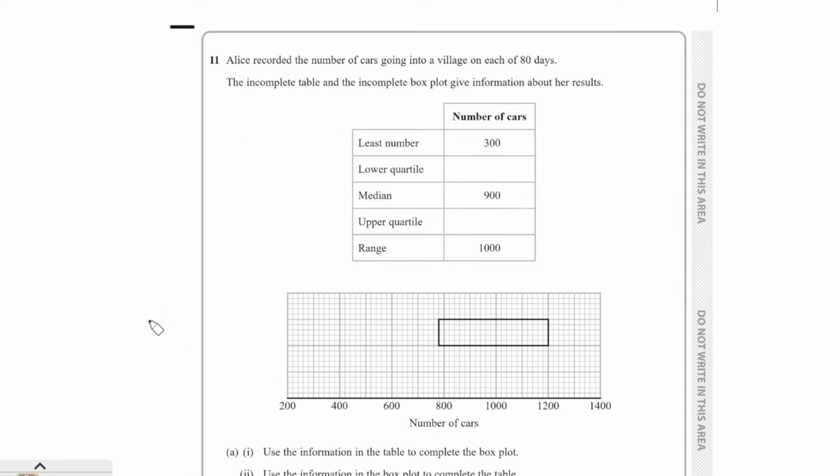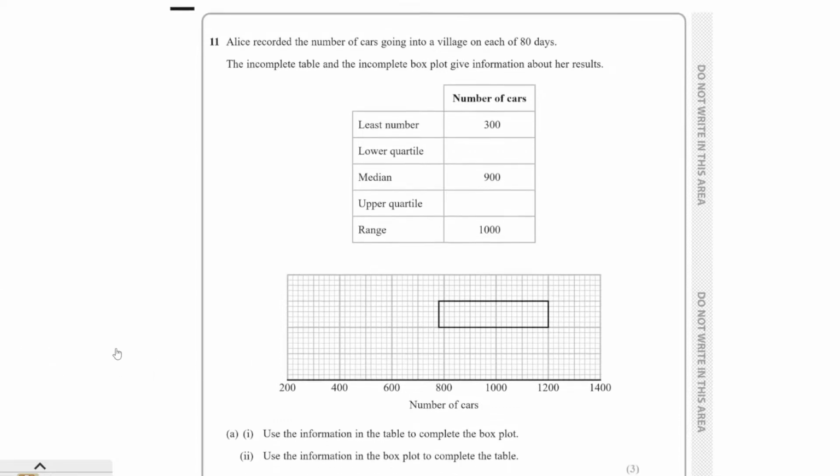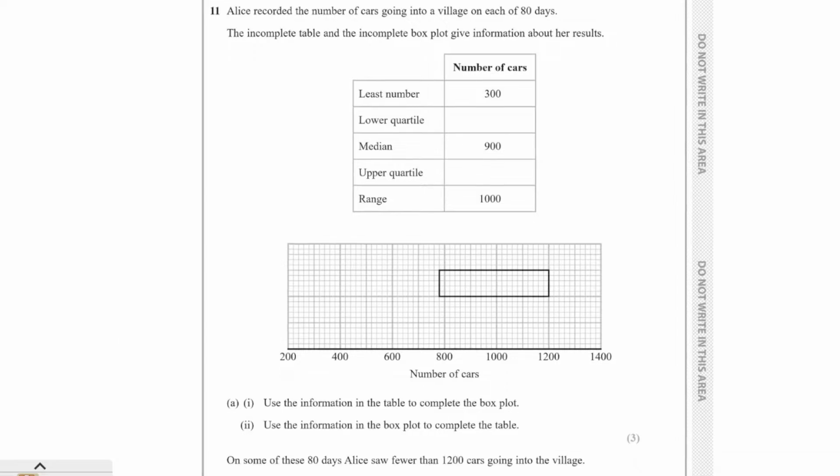Okay, question 11. Alice recorded the number of cars going into a village on each of 80 days. The incomplete table and the incomplete box plot give information about her results. So part A, I don't know if you can see that there, part A is use the information in the table to complete the box plot, and then after that use the information in the box plot to complete the table. So a box plot has 5 vertical lines.